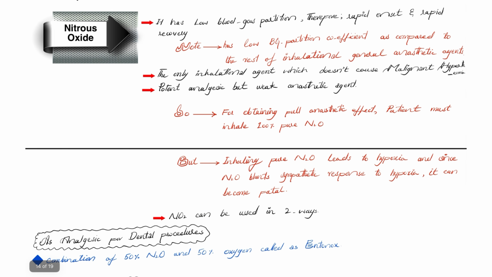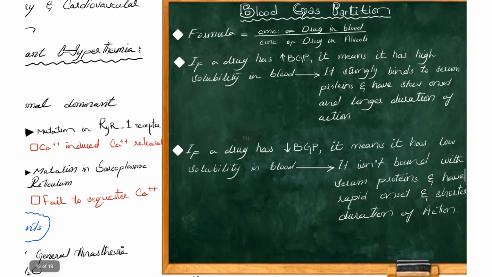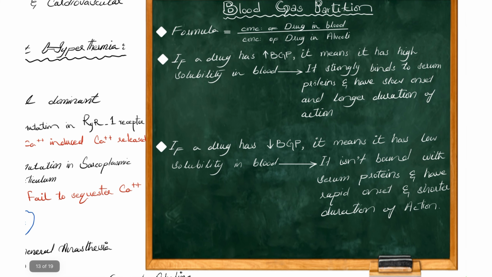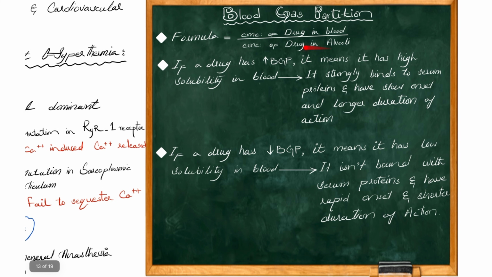Now let's talk about nitrous oxide, which is a gaseous type of inhalational general anesthetic. It has low blood gas partition, therefore it has rapid onset and rapid recovery. Now what is blood gas partition? It is the concentration of drug in blood over the concentration of drug in alveoli. If a drug has high blood gas partition, it means it has high solubility in blood. It strongly binds to serum proteins and has slow onset and longer duration of action.